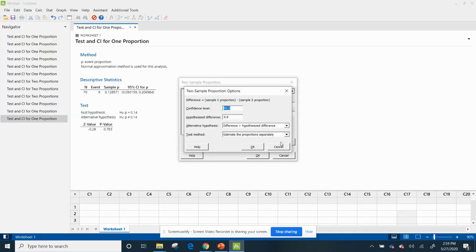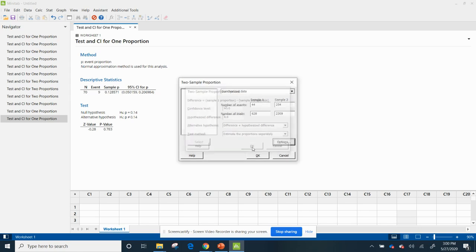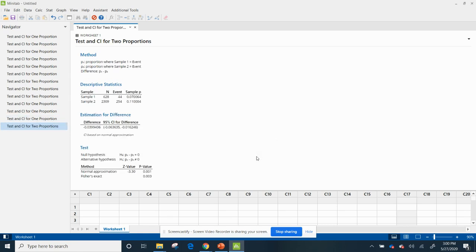Go to options. Okay, so this is going to say 95% because it wasn't given to me. And for this one, I wanted to know if there was a difference. My hypothesized difference is 0. And then for my test method, I'm just going to put estimate the proportions separately, just to make it easier on myself. I hit OK, hit OK.